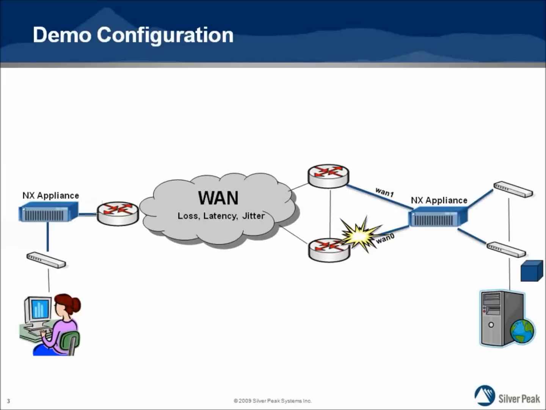This causes the video stream to switch over to the other WAN gateway. The video stays optimized after the switch. Next, the WAN failure is repaired at the gateway router. The video stream switches back to the original gateway. Again, the video stays optimized after the switch. So let's show the demo.